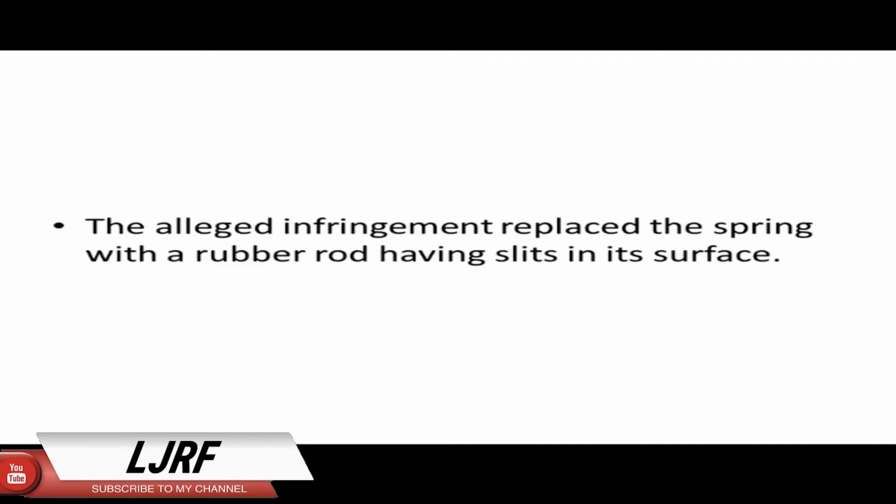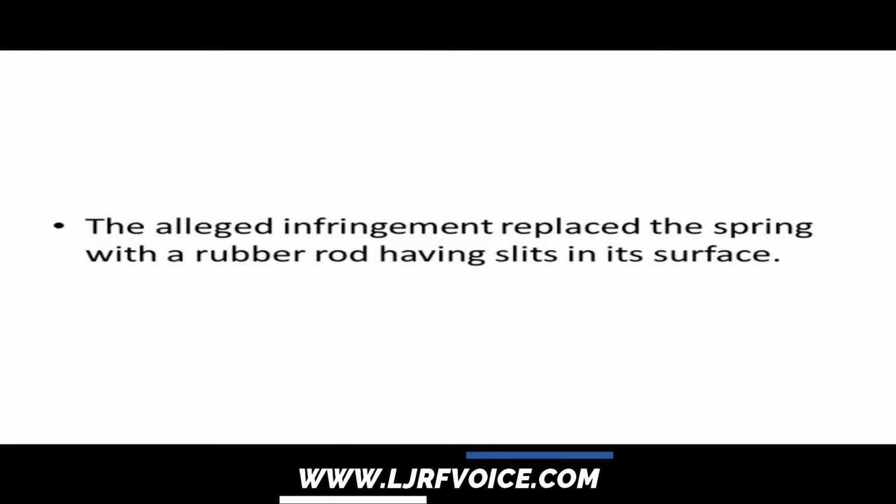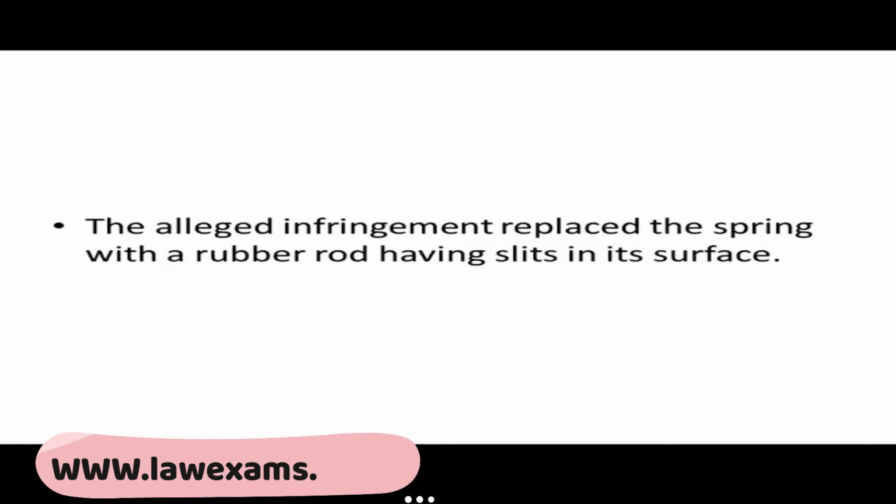There is an allegation by the patentee, the inventor holder, that the alleged infringing product, the product of the defendant, replaced the spring. The spring here you get to see on the screen. They have replaced it with what? They replaced it with a rubber rod having slits. It is cut like this, and the rubber rod has got spaces in between.